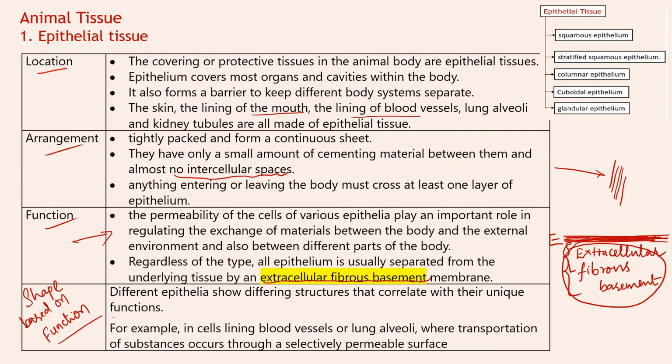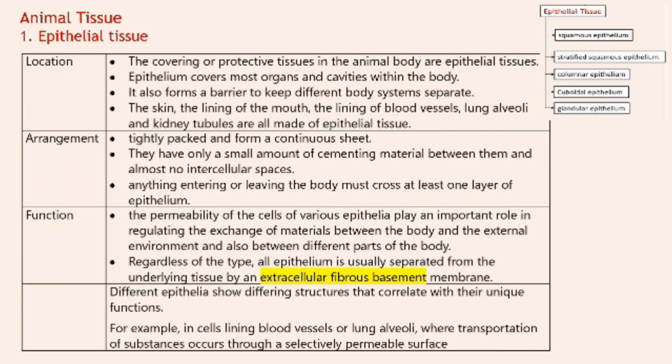Epithelial cell shape is based on their function, in which organ they are located and which kind of function they are doing. Based on that, their shape will vary. Now let us understand five types of epithelial cell, which differ in their function, and their shapes vary based on their function.